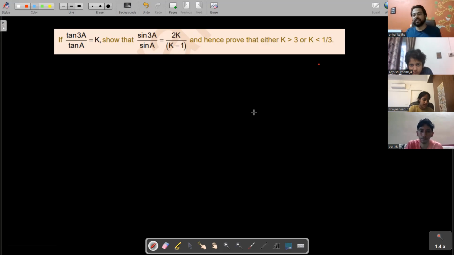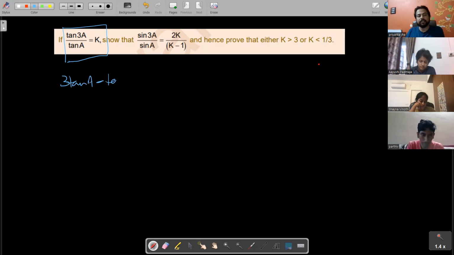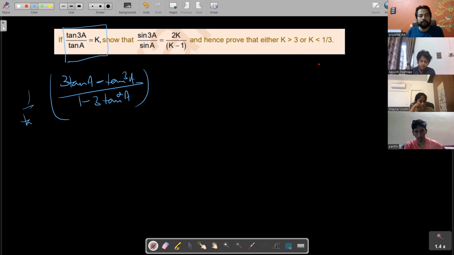The first part is wrong. I scratched it off later on, the bottom part. See, you are given this thing. So write the formula of tan 3a. What is this? 3 tan a minus tan cube a upon 1 minus 3 tan square a. This is the formula of tan 3a. 3 tan a minus tan cube a upon 1 minus 3 tan square a, upon tan a. So here 1 by tan a equal to k.